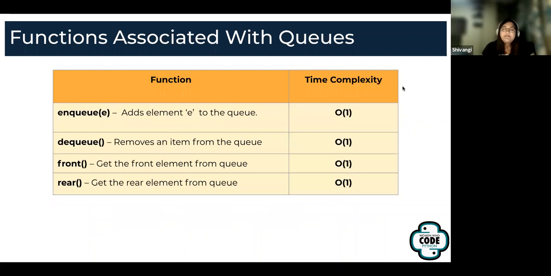So the basic functions associated with a queue are enqueue, which means adding an element to the queue. Dequeue is removing an element from the queue. Front gives you the front of the queue. Essentially, in a simple queue, that's where the removal is going to happen from. And rear points to the last element of the queue, where your insertion happens in a simple queue. And these time complexities are for the simple FIFO queue or even the circular queue.